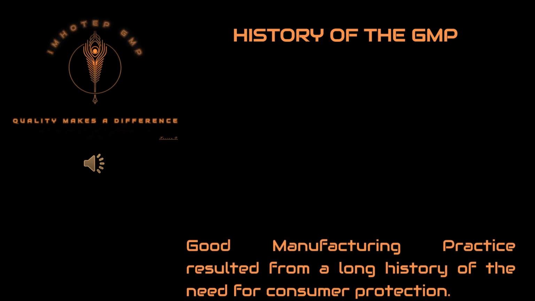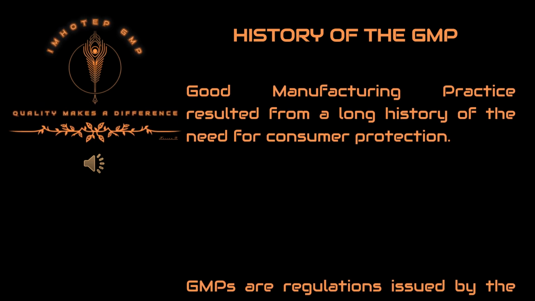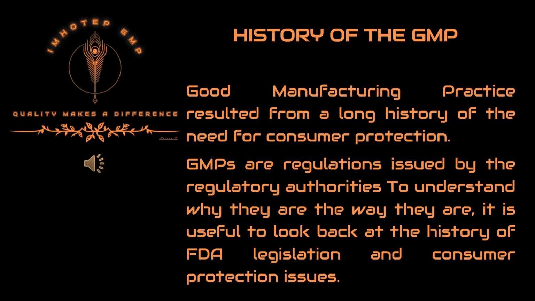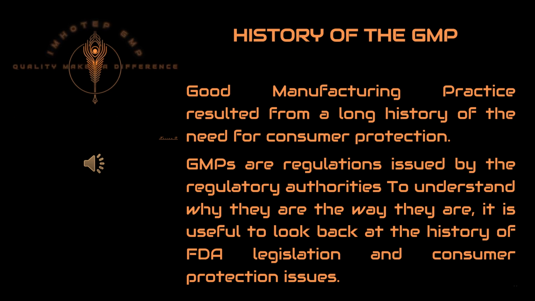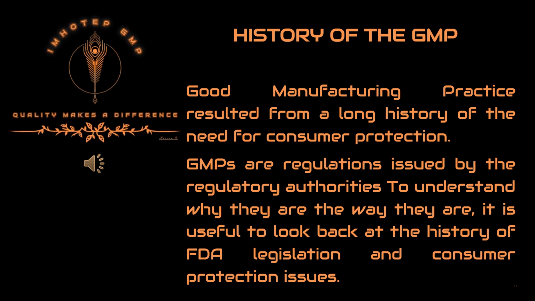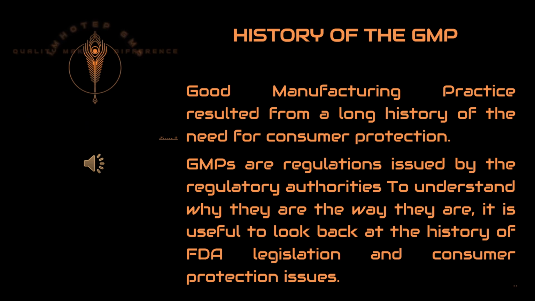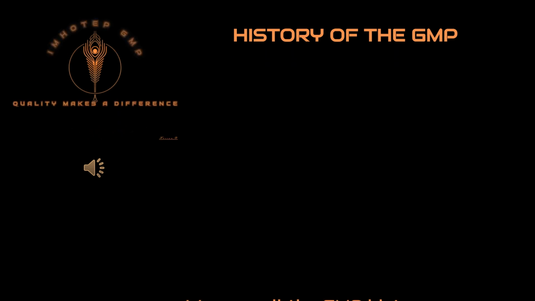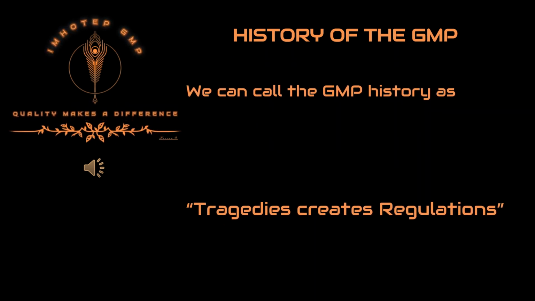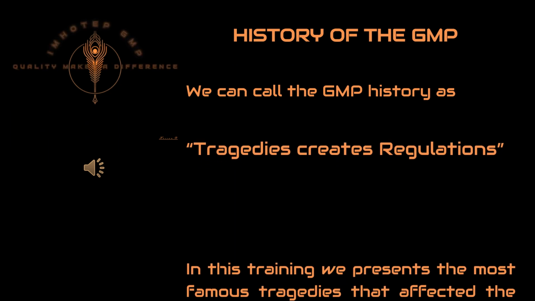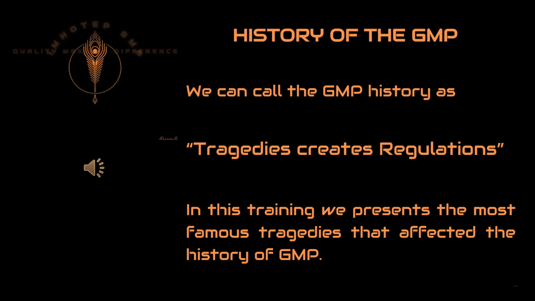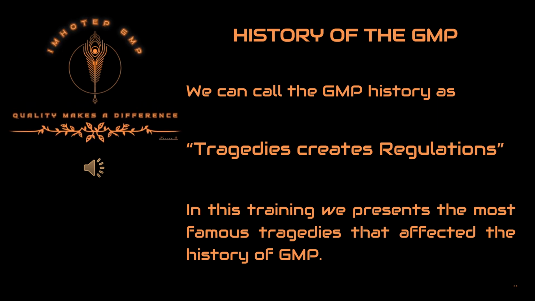Good manufacturing practice resulted from a long history of the need for consumer protection. GMPs are regulations issued by the regulatory authorities. To understand why they are the way they are, it is useful to look back at the history of FDA legislation and consumer protection issues. We can call the GMP history Tragedies create regulations. In this training we present the most famous tragedies that affected the history of GMP.